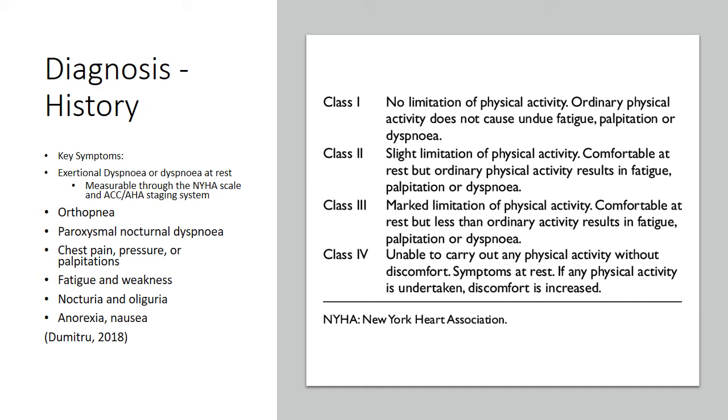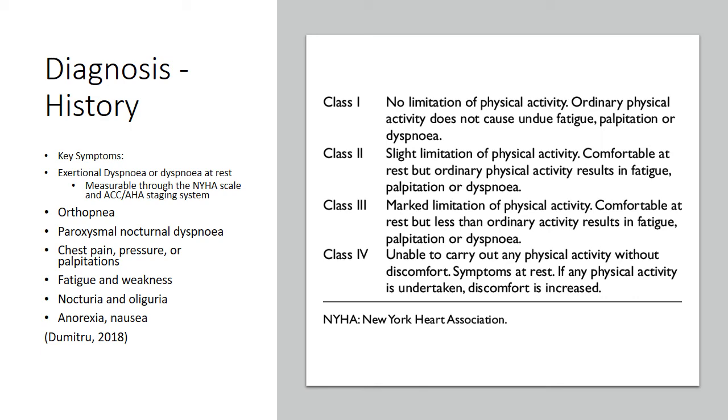Some people may present with chest pain or a pressure type feeling in the chest, or even palpitations, which is an unpleasant sensation of your own heartbeat. They may present with some fatigue and weakness, some urination through the night, or profuse urination, which is oliguria. They may have some nausea and weight loss with it as well.